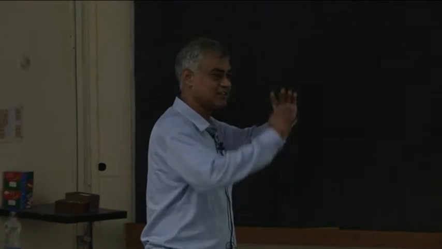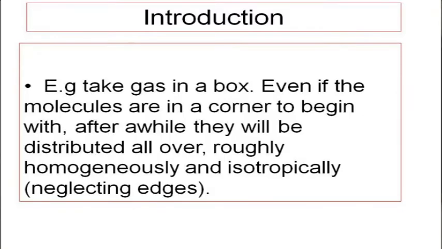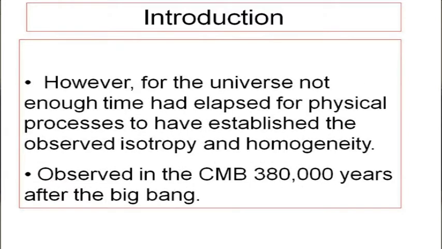So in other words, if you neglect edge effects, things will look translationally invariant and rotationally invariant if you're somewhere in the center of the box. So maybe that's all that's happening. 380,000 years is a long time after the Big Bang. It didn't matter what happened earlier, but a long time elapsed. No wonder the universe is looking so isotropic and homogeneous to us. So why am I making such a big deal about it? Well, in a gas in a box, the molecules will become homogeneously distributed. However, the reason why I'm making a big deal is the universe is different.